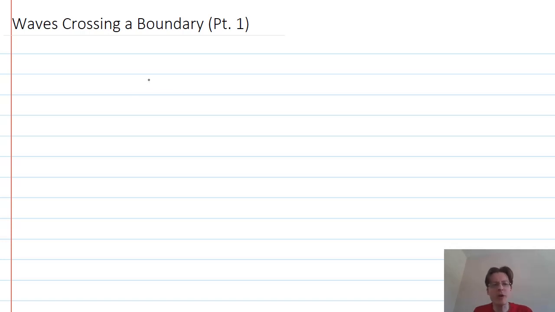It happens all the time that waves cross a boundary from one material into another. And we know that the material is going to change the speed at which the wave travels. An example is someone's talking to you while you're underwater. The waves are going from air into water. What happens to the waves when that happens? Well, we're talking about strings. So let's look at waves on a string.